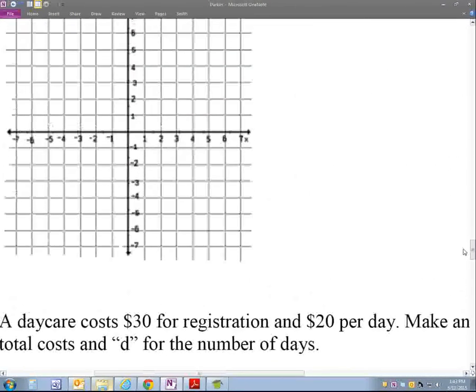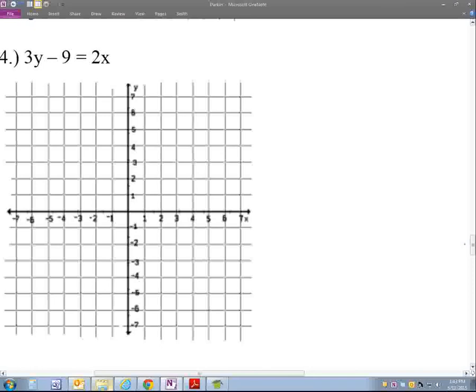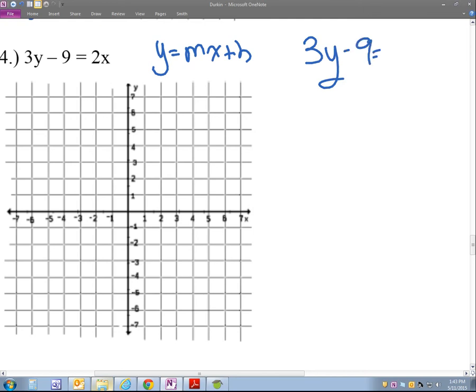Okay, next to last one. Here's another one that doesn't have y by itself. And the reason we do these is because there are going to be situations like that in the homework. We need to make it into the y equals mx plus b form. And in order to do that, we have to do some solving or some moving around while still staying true to algebra.